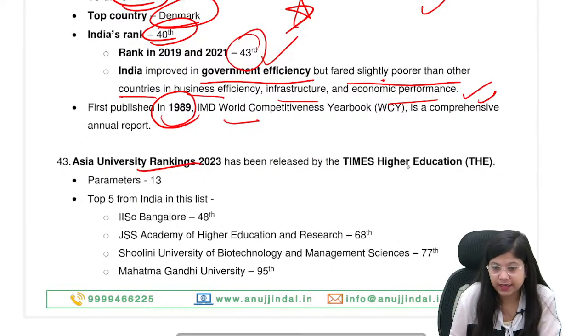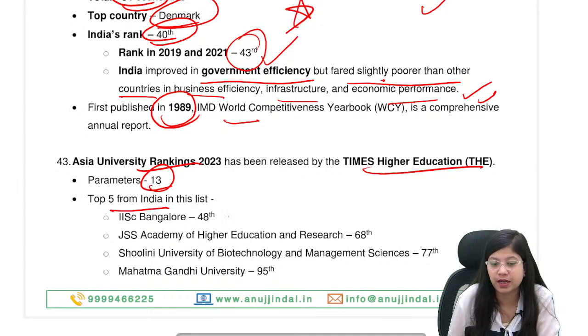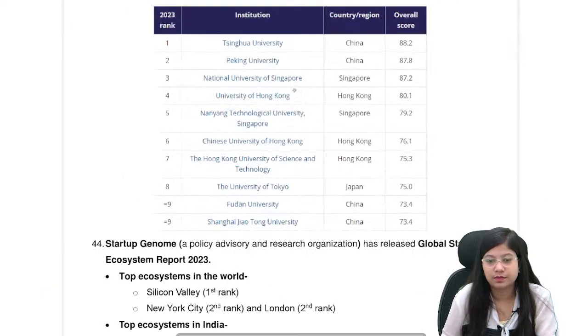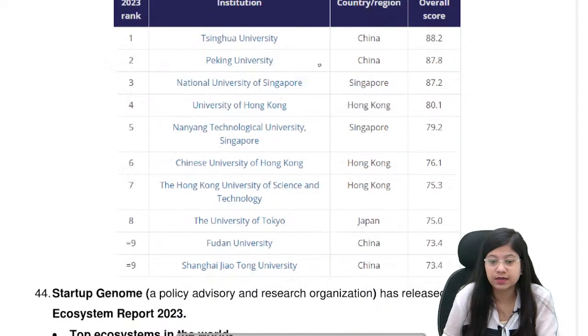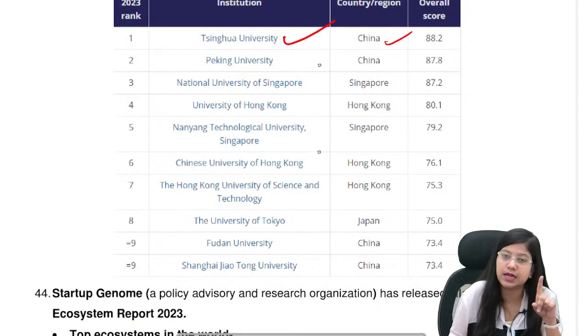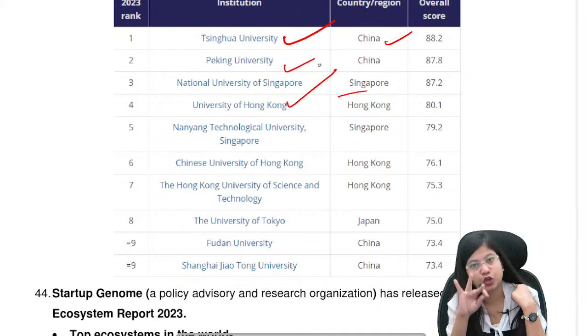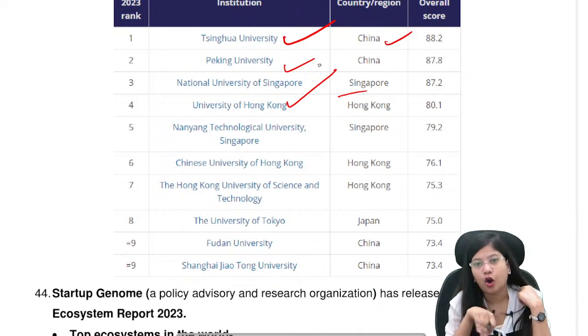Asia University ranking has been released by Times Higher Education. Total 13 parameters. Top 5 from India are IIC Bangalore is at the first. Then we have the JSS Academy of Higher Education and Research. So in my opinion, if you don't remember these three, then it would be fine. IIC Bangalore ko yaad kar lo, that would be sufficient. As far as the Asian universities are concerned, then Tsinghua University from China is at the first position. Next is also from China, Peking University. Okay. Then National University of Singapore is at the third position. So top 3 from this ranking of Asia.